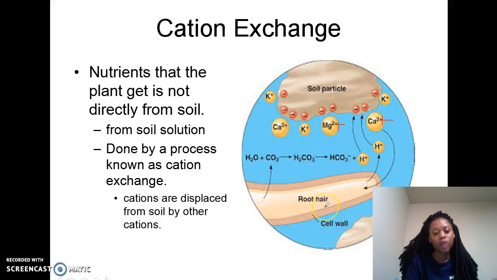In the root hair, you have a process going on which releases hydrogen ions. The release of hydrogen ions makes the soil more acidic. In addition to releasing these hydrogen ions, they can bind to the soil particle because it's a positive charge and a negative charge. And these ions are available to get into the root hairs, which then goes to the plant. This is known as cation exchange.